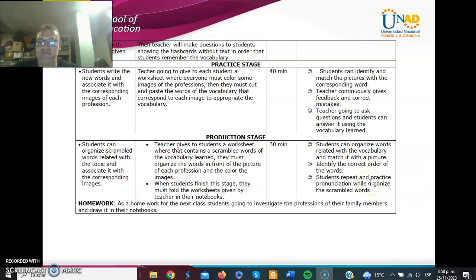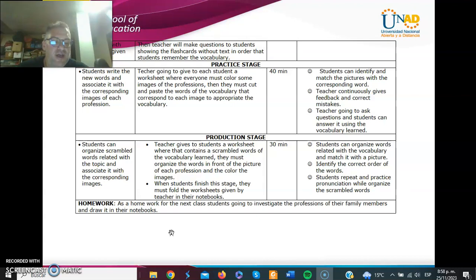Okay, and then at the finish of the stages, the teacher gives the students some homework. Okay, conclusions in the didactics of social science.